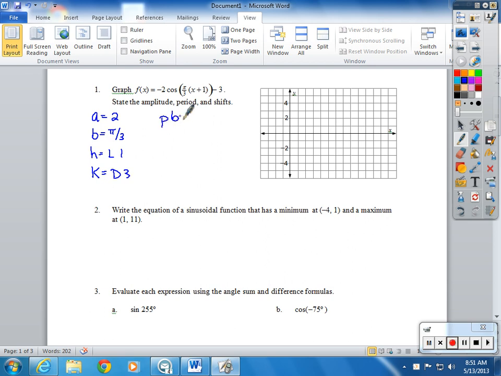Pb equals 2 pi is the equation we use to find the period when given frequency. So p times pi over 3 equals 2 pi. Pi's on each side cancel. 3 times 2 is 6, so our period is 6.